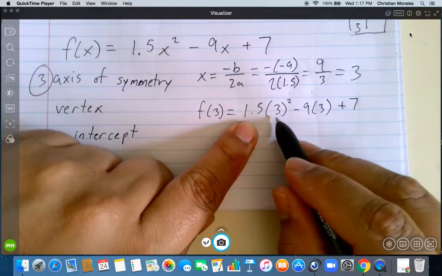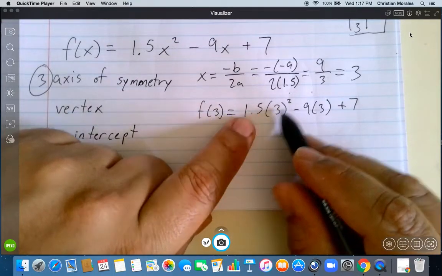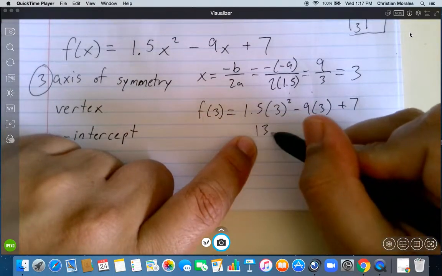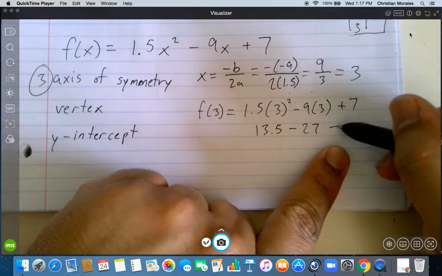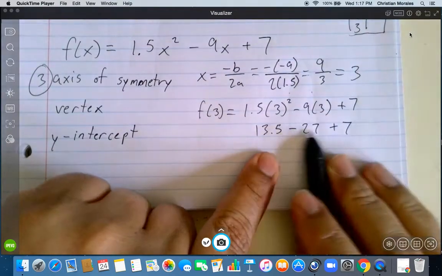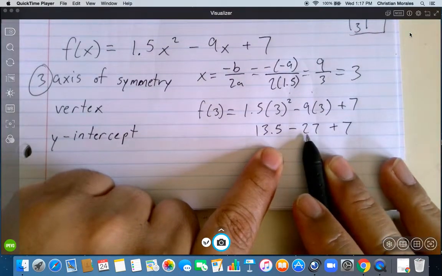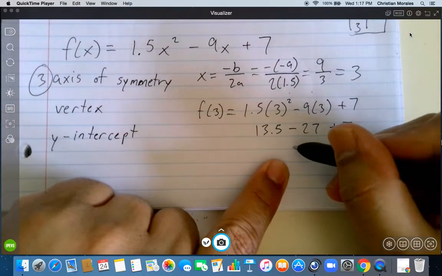Let's see. If I put this, that's going to be 9 times 1.5. I think I get 13.5. I get negative 27, and I get plus 7. If I add that all up, I get 20. I'm going to get negative 6.5.